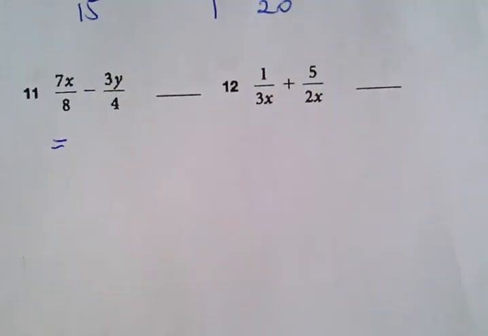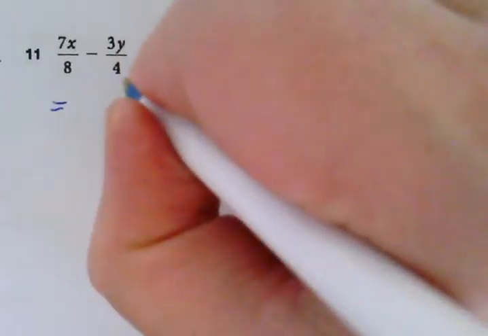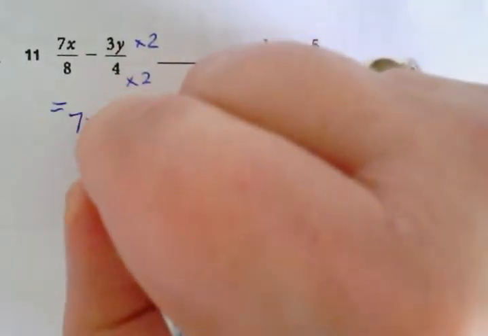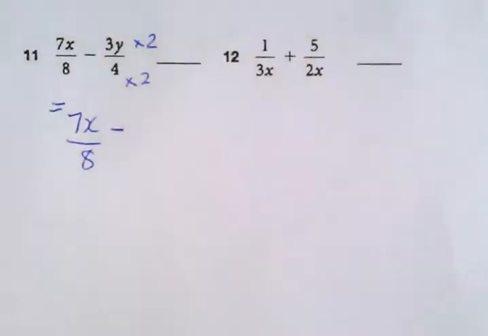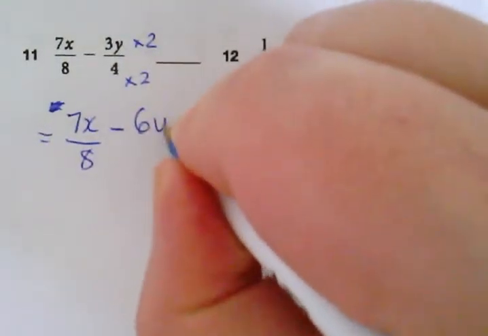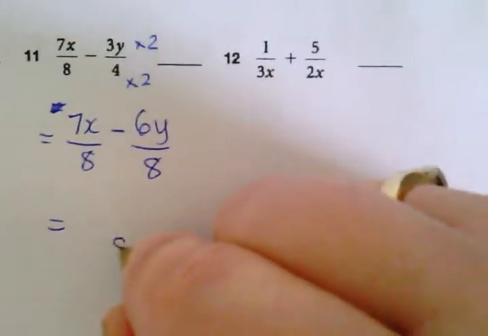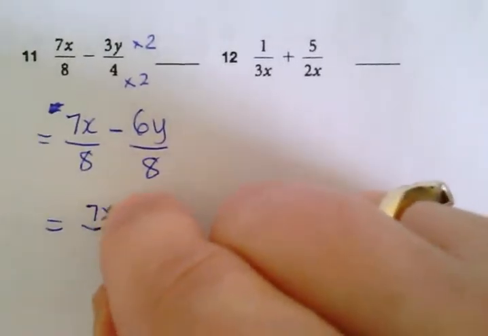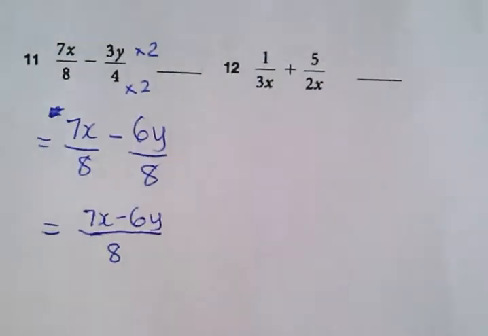4 can easily be converted into the 8. So we'll just multiply our second fraction by 2 over 2. So we've got 7x over 8, take away what? Take away 6y over 8. Denominators are the same, however the numerators cannot be added or subtracted. So you just write it as 7x take away 6y all over 8.